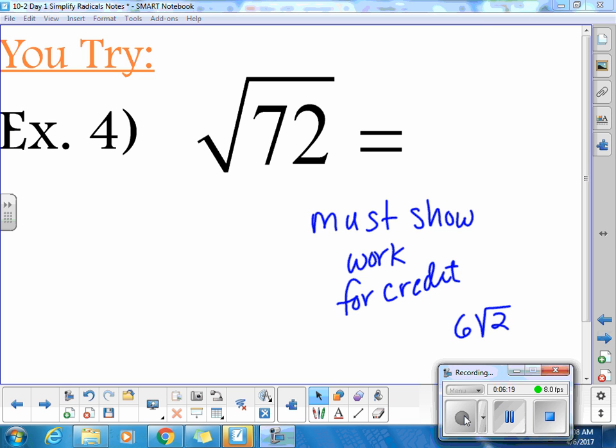Okay, and then if you did this, you should have gotten 6 square root 2, and you'll see that it says you must show work for credit. So you have to have work on your paper to get credit for these notes.